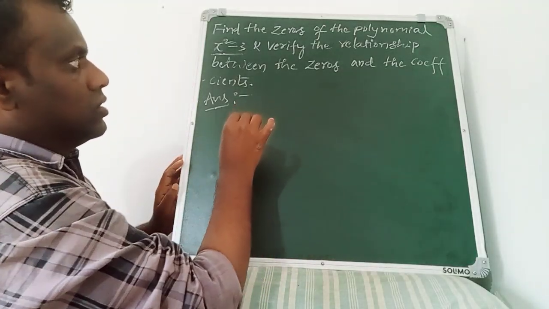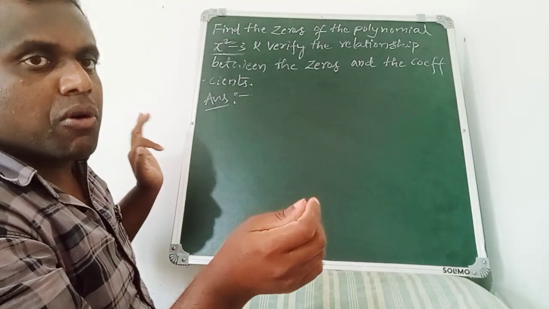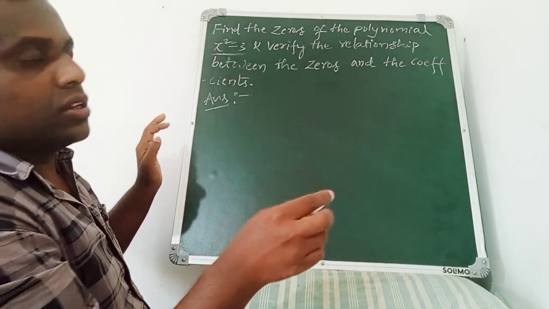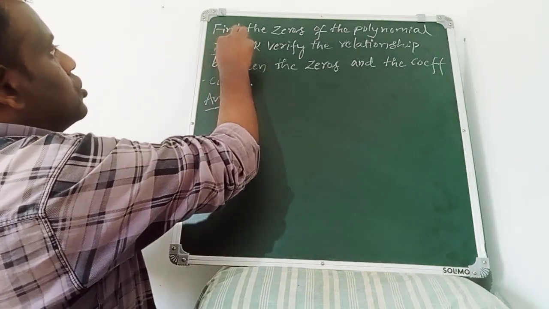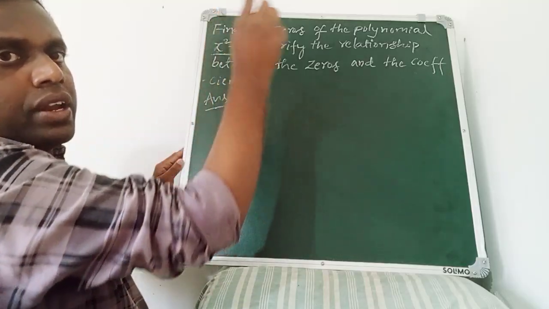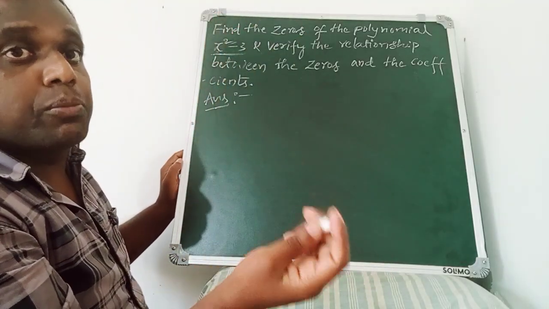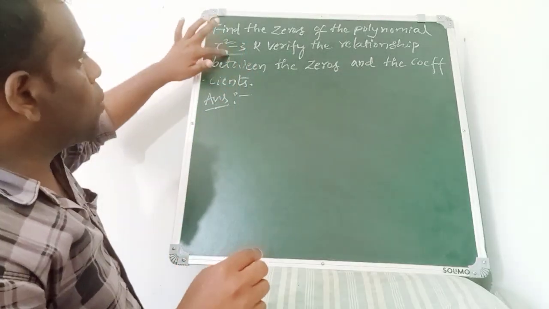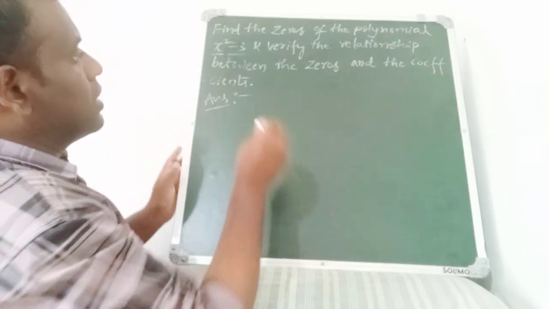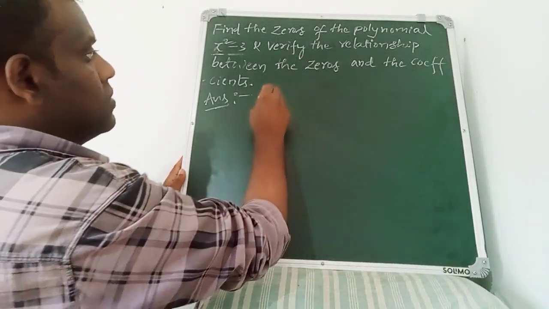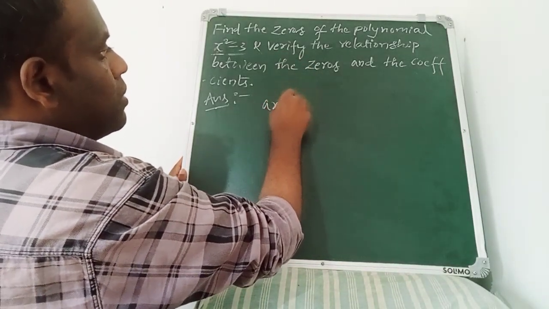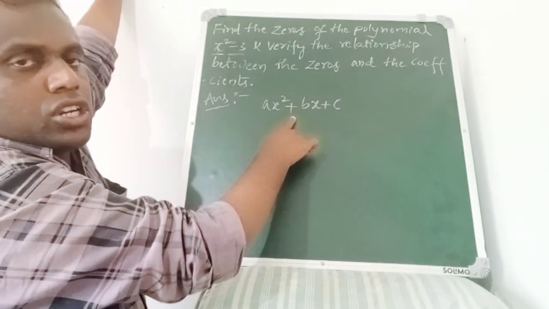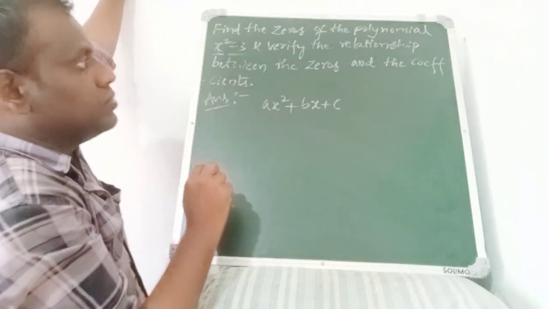First, I will write the general form of a quadratic polynomial. See here, x is there, square is there. And when x has power 2, that is a quadratic polynomial. Because x square is there, this is a quadratic polynomial. First I will write the general form of a quadratic polynomial: ax square plus bx plus c. This is the general form of a quadratic polynomial.